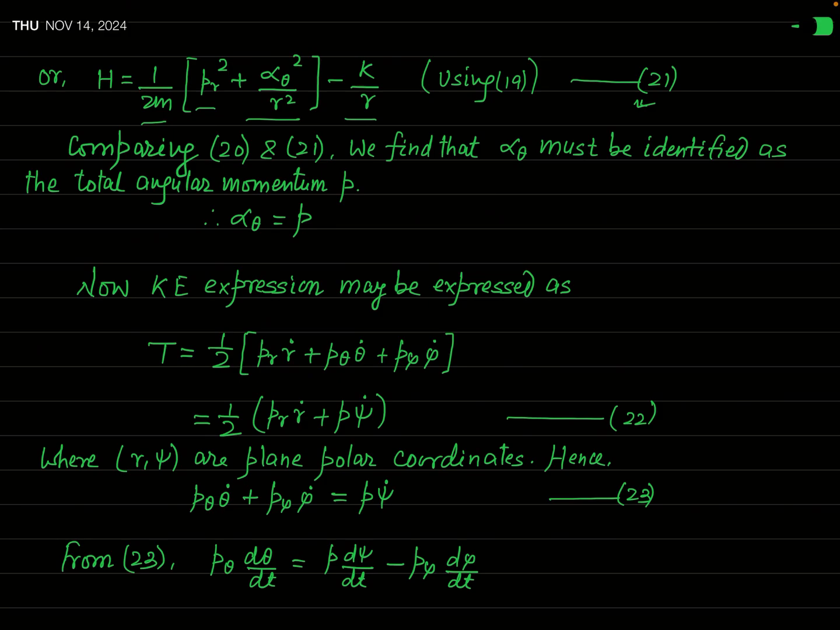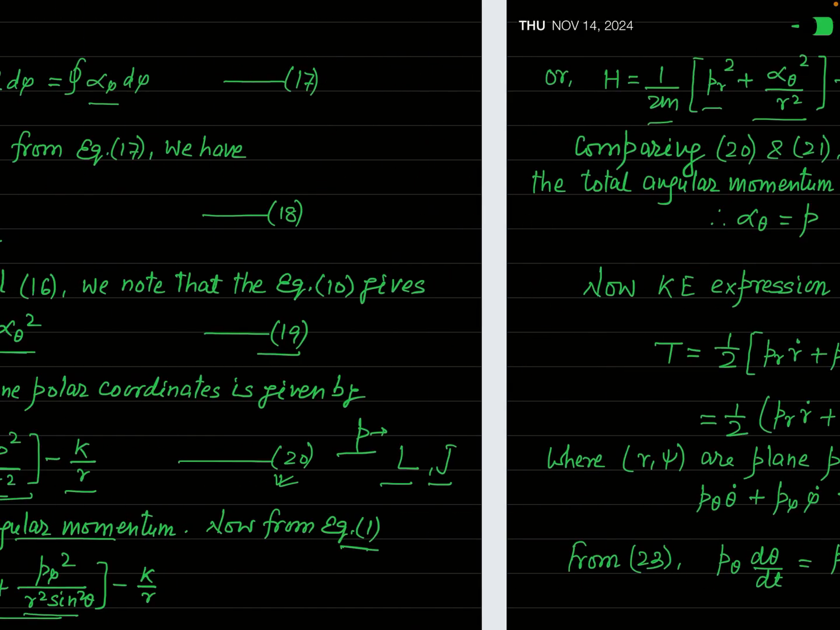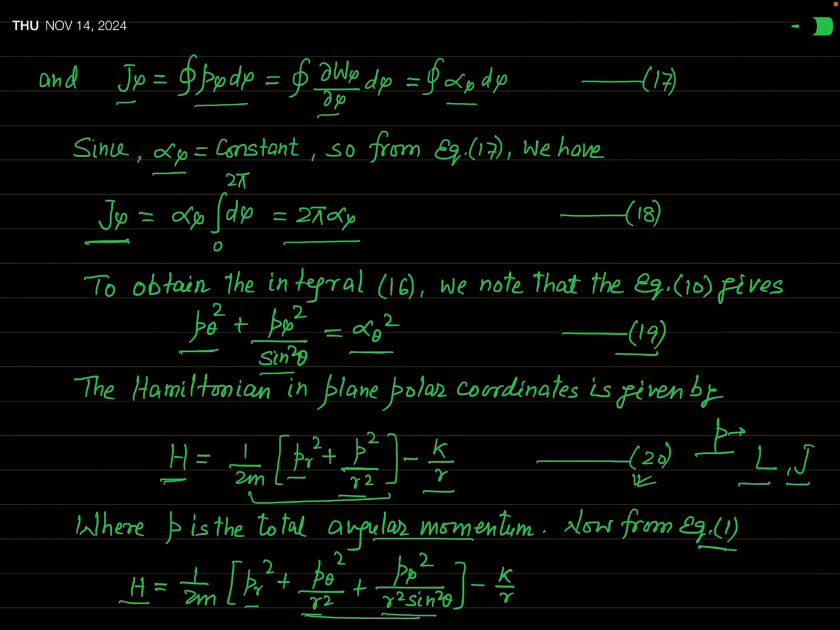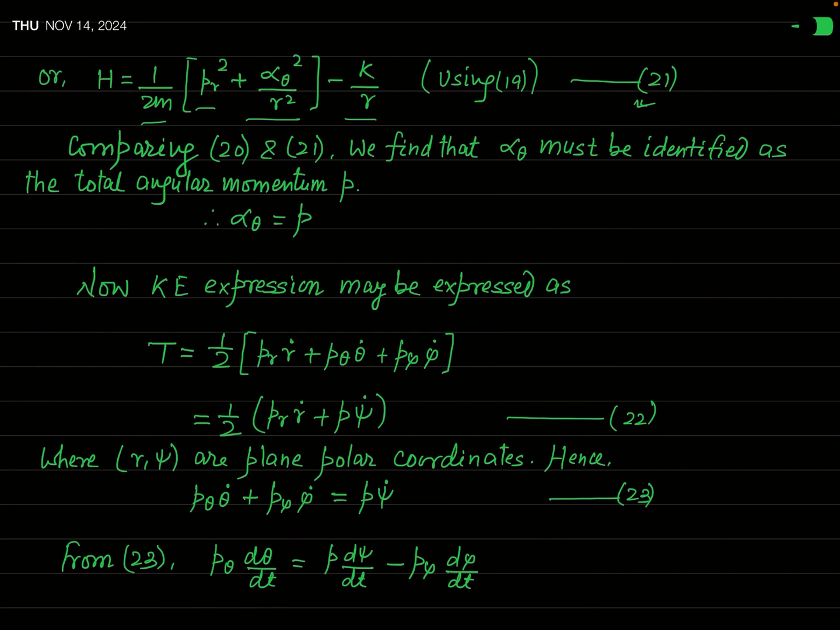When you compare both of these results, you can easily see that in place of the total angular momentum p in this expression, there is alpha theta. So this alpha theta is recognized as the total angular momentum p of the particle. In this way, we have identified what this alpha theta is. Alpha theta is the total angular momentum. Okay.